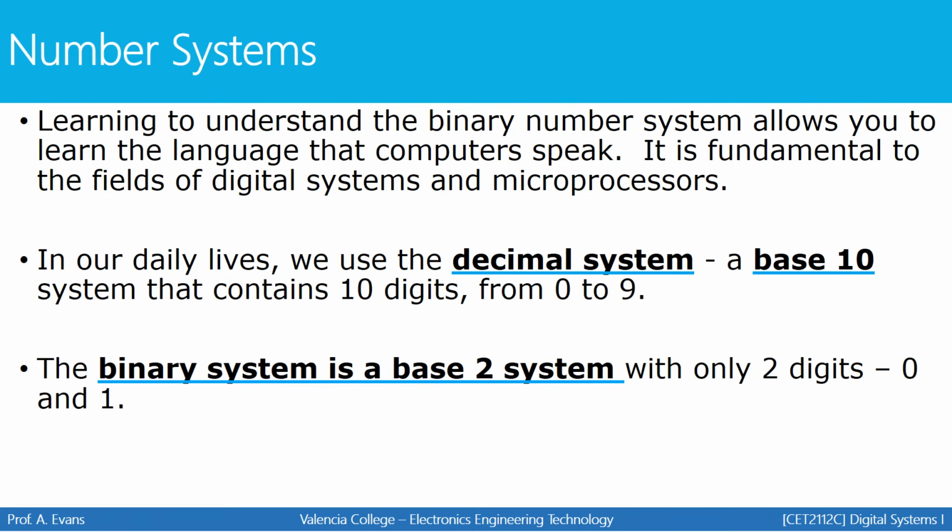So in our daily lives, we use the decimal system. That's what we've grown up using. It's a base 10 system that contains 10 digits. So our normal system contains digits 0 to 9, and we base all of our numbers from that system. The binary system is a base 2 system. So instead of having 10 digits, it only has 2 digits, and those 2 digits are considered to be 0 and 1.